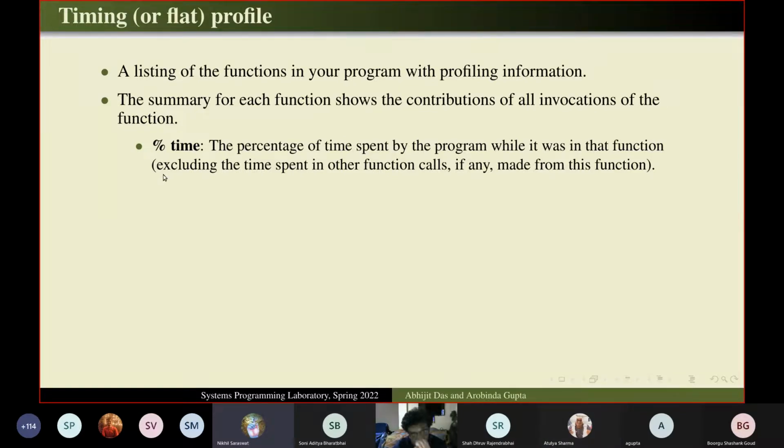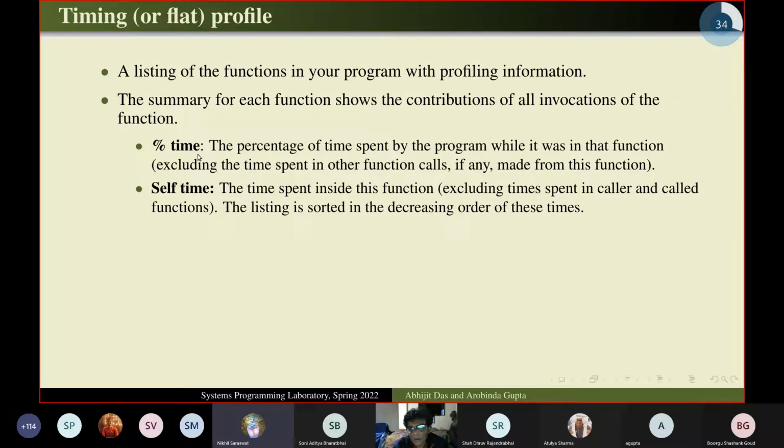Okay, so that means that if you have some n number of functions and if you add those percentage times for the functions, it should add up to 100, because at every point of time you are in one of the functions starting from main. But we will see that this rarely happens because the GNU profiler is not an exact estimator. Anyway, why it is so, we will see later.